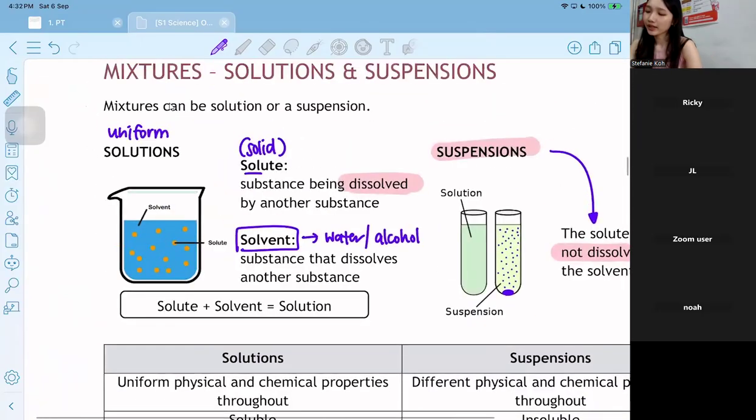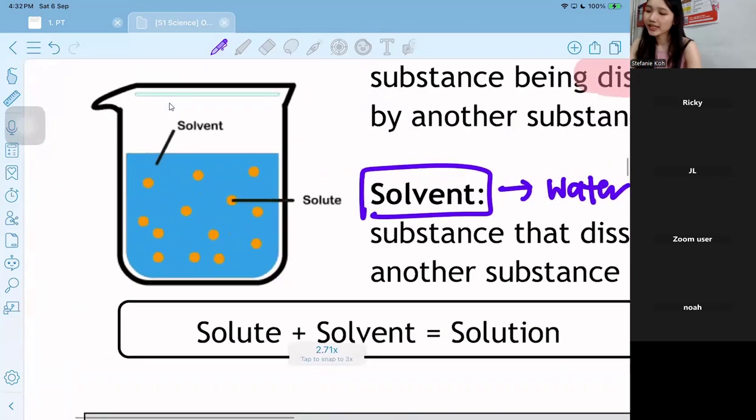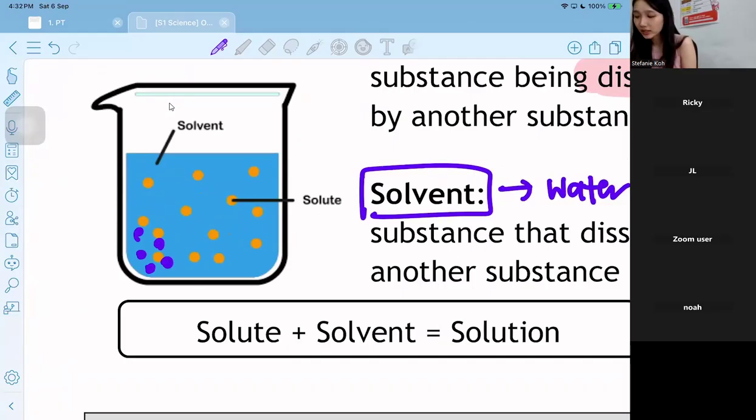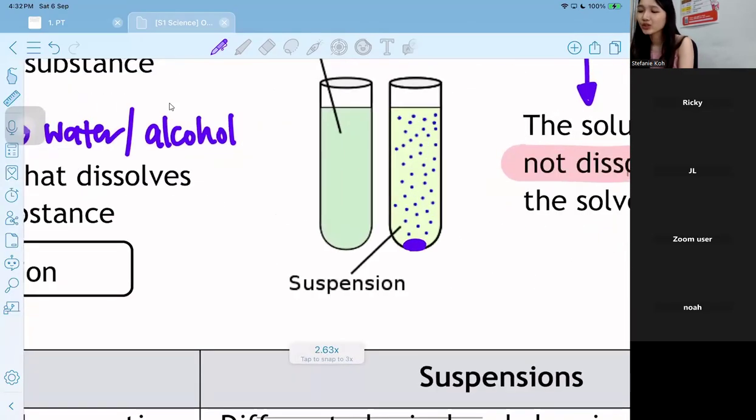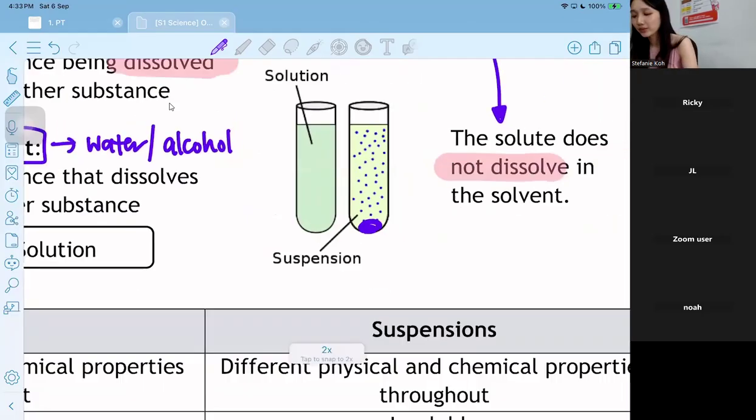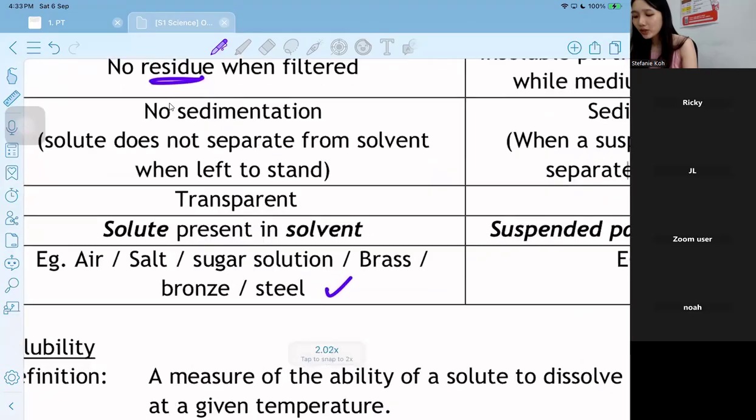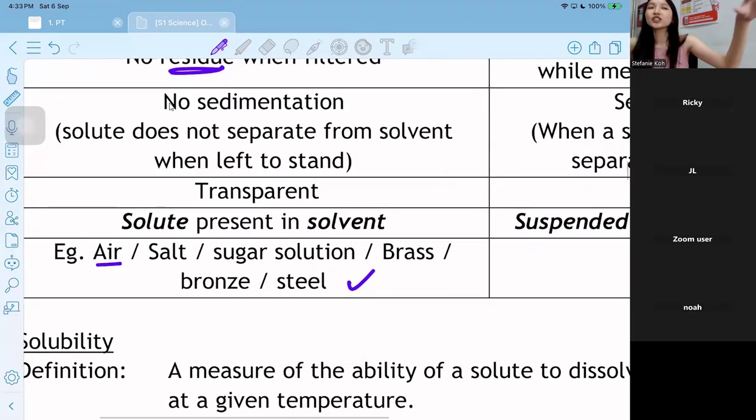For example, you'll see here, they are equally mixed. You don't see all the solutes hanging out at one spot. No, they're uniform throughout the whole solution. Whereas for suspensions, you will see them hanging out at the bottom, the sedimentation. The same thing goes for your air. You don't have oxygen just at one corner. No, they're all uniformly mixed.